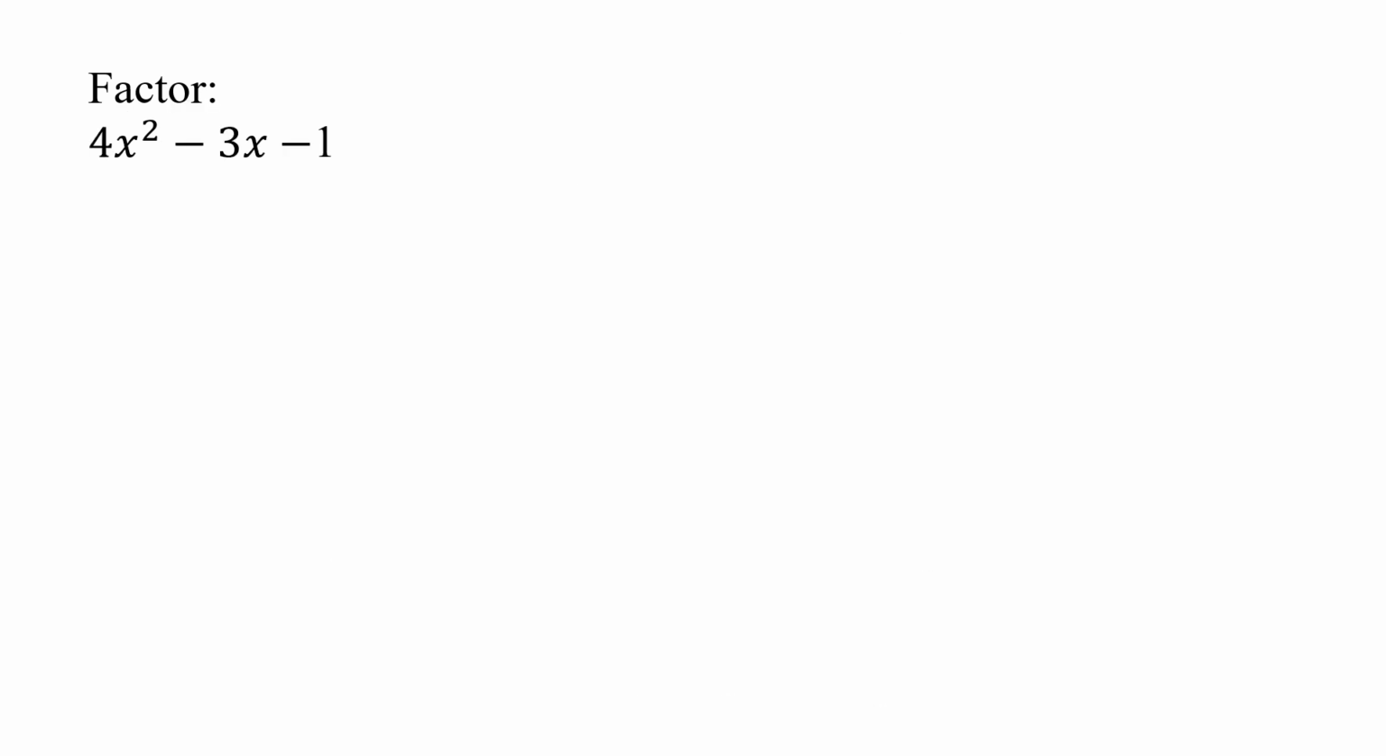Now, I know the question was coming. What happens when we have to deal with negatives? The examples I showed only dealt with positives. So let's work out an example with negatives. We're still going to do the AC method because A is not 1. A this time is 4, and C is negative 1.